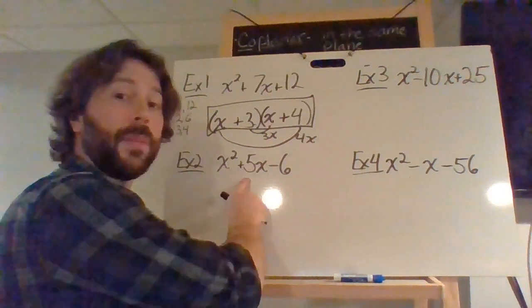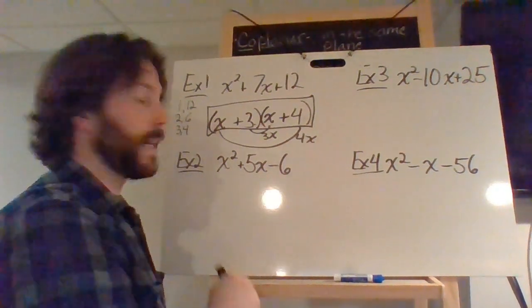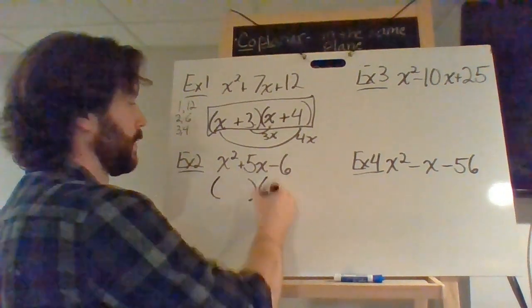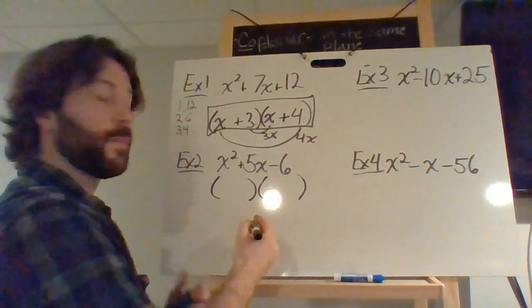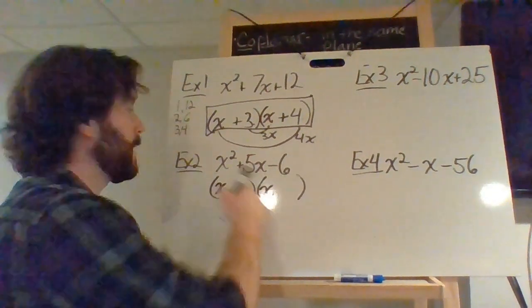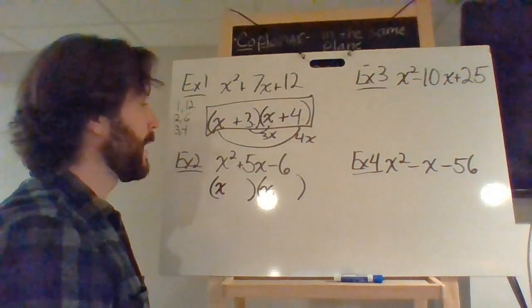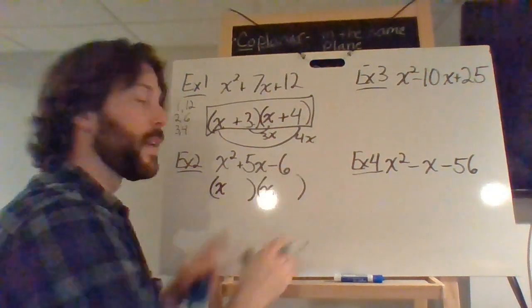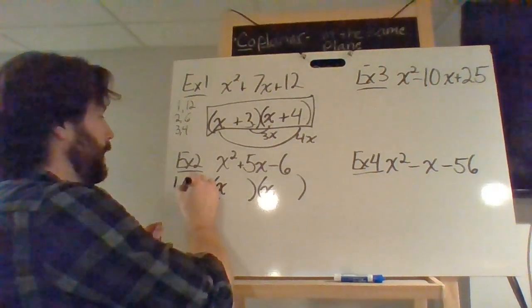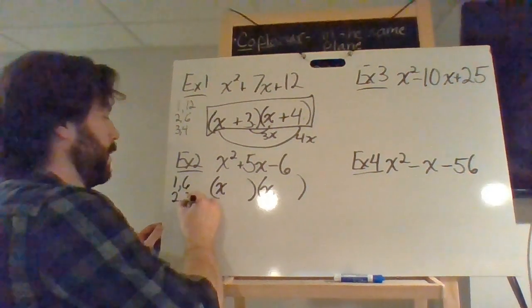We have x squared plus 5x plus 6. Okay, so I know I'm going to need two sets of parentheses. I know those parentheses are each going to start with x. These first terms need to multiply to give us that x squared. Now, the numbers I'm going to put here have to multiply to give me 6. So I've got 1 and 6 and 2 and 3.